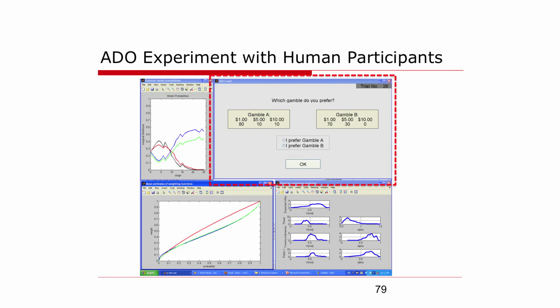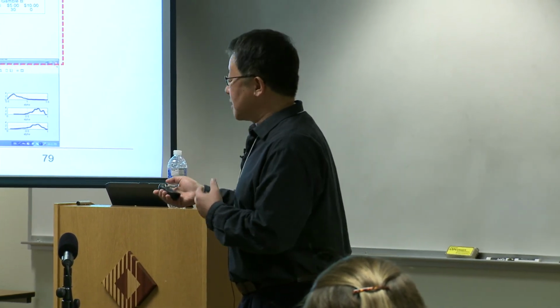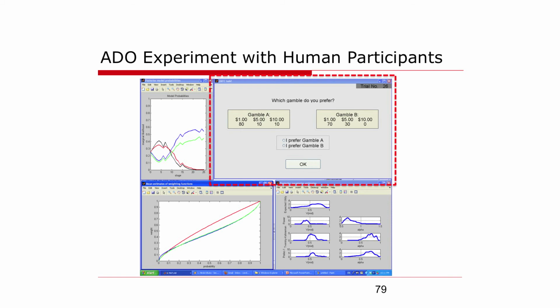But these are simulations, not an actual human experiment. This was done some years ago, but since then we also ran an actual experiment with human participants. I just want to show you what the computer screen looks like. This is actually the computer screen that the experimenter would see. There's a cubicle where the subjects are choosing, and that is the dotted red one. That's actually what the subjects see. So you present two gambles, A and B, and ask which one would you choose?